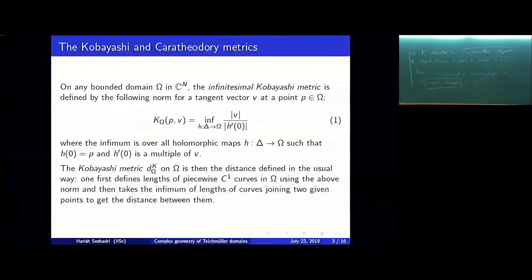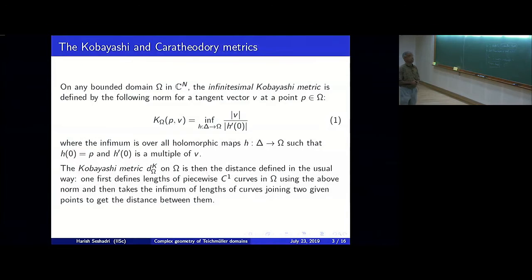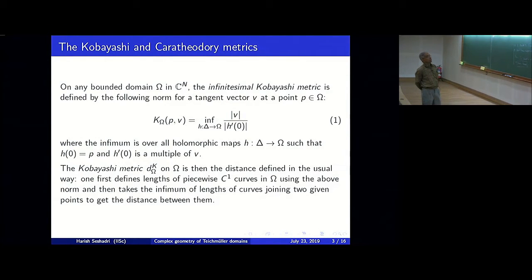So let's quickly recall the standard intrinsic metrics, the Kobayashi and Caratheodory metrics on these domains. So on any bounded domain, we have the infinitesimal Kobayashi metric, which is actually a Finsler metric defined in the usual way. Look at all holomorphic maps into the domain and so on. Then the distance function associated to this Finsler metric is what is usually called the Kobayashi metric.